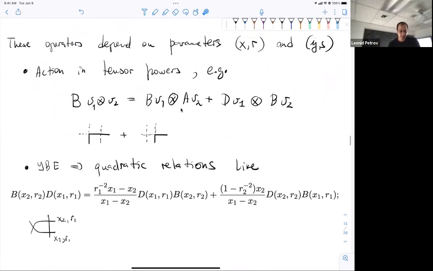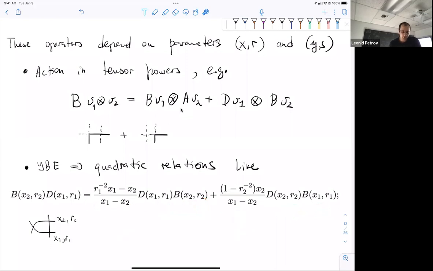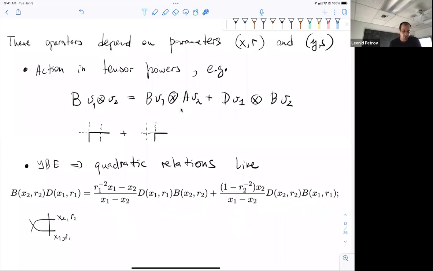So for example, if I first act by D, then by B, then I could have done dB in the other direction, but there are coefficients coming from the R matrix. So these are R weights. This follows from the Yang-Baxter equation. If you get B and D, which means that you're specifying boundary conditions here, then there is the Yang-Baxter equation, which implies a lot of quadratic relations on the operators A, B, C, D.